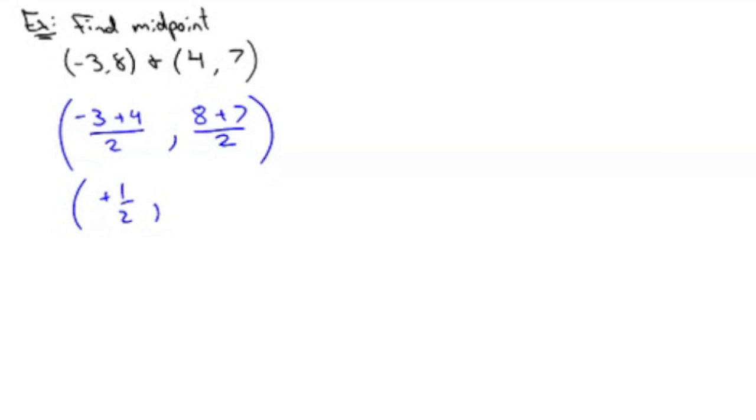See, I can't add. That's why you have a calculator next to you. So the midpoint between these 2 points would be 1/2, 15 halves. 0.5 and what's that? 7.5. That's it. That's midpoints. Simple, right?